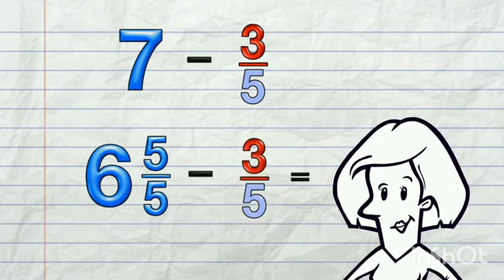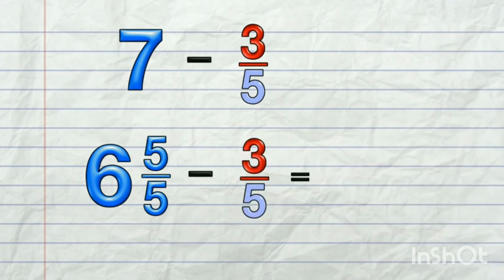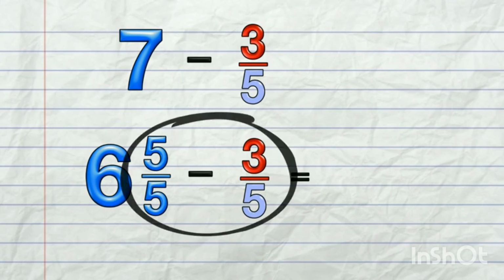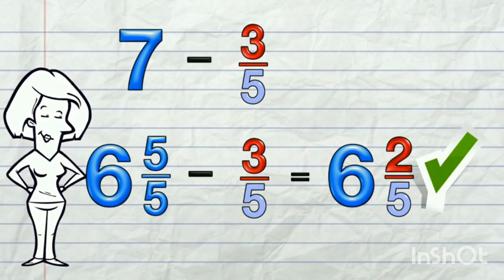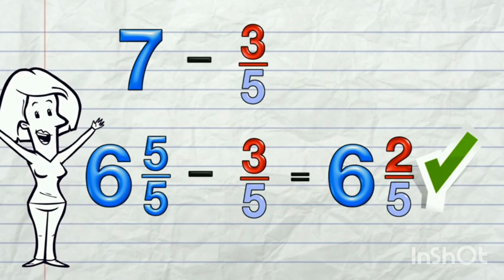This is going to be easy now. We do the fractional part first. 5/5 minus 3/5, that's 2/5. We don't have any whole ones to subtract here. That's like saying 6 minus 0. The 6 goes straight into our answer. So 7 minus 3/5 is 6 and 2/5. And we're done. How easy is that?